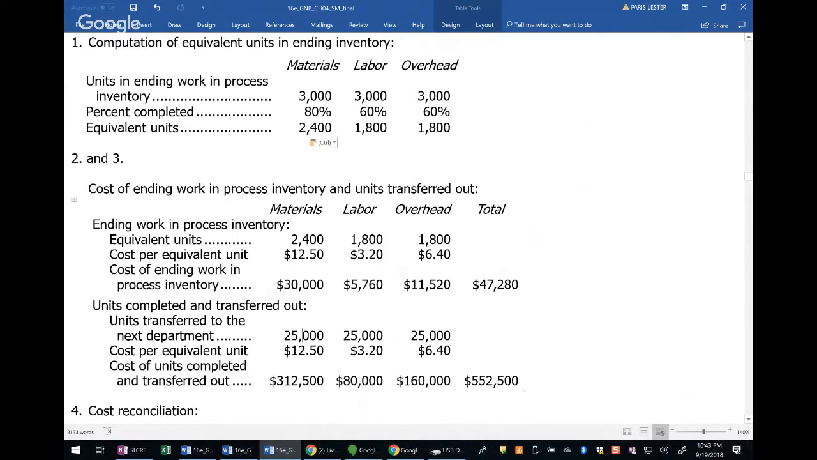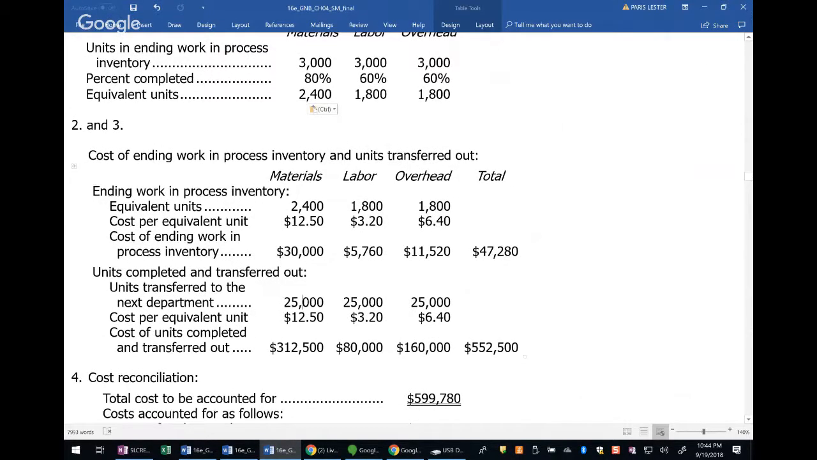So add 2,400 to 25,000, you get what? All right, keep that number in mind in case we can use it later. All right, now for conversion cost, 1,800 added to 25 would be what? 26,800. All right. Now, units completed and transferred out, the cost is 312,500, 80, and 160, or this amount. Okay.